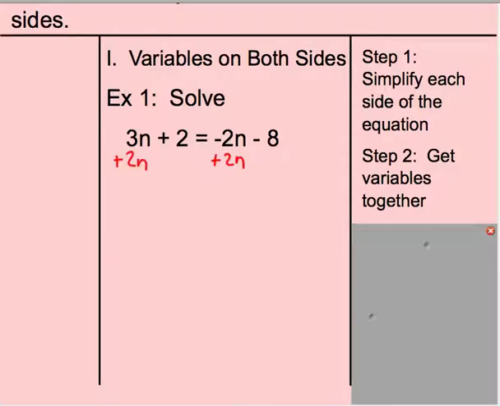Now, the reason that I chose the -2n instead of the 3n is that you want to try and keep your coefficient positive. Let me remind you of what a coefficient is. It's a number that we multiply by a variable. So in our original equation, we have two coefficients. 3 is the coefficient in the term 3n, and -2 is the coefficient in the term -2n. The other numbers that don't have variables are called constants. So you want to move the variable term with the smaller coefficient so that you keep your coefficient positive.